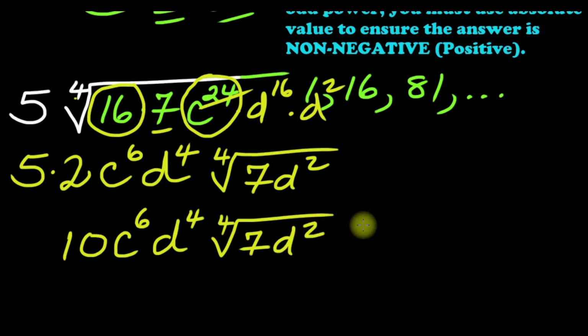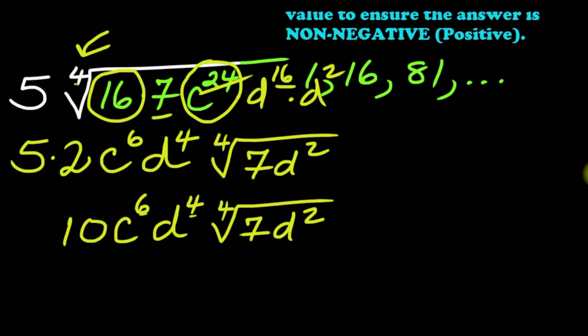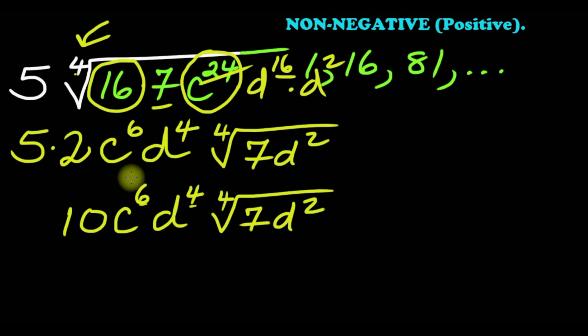7d squared. And then we don't need an absolute value, even though we're working with an even root and even power, since these came out to even, you see how 6 and 4 are even numbers, we do not need absolute value for those. So this is your final answer.